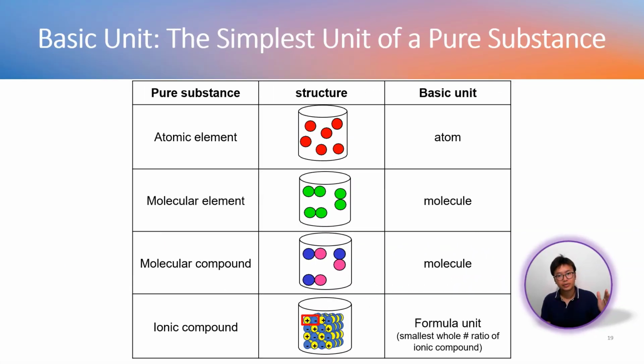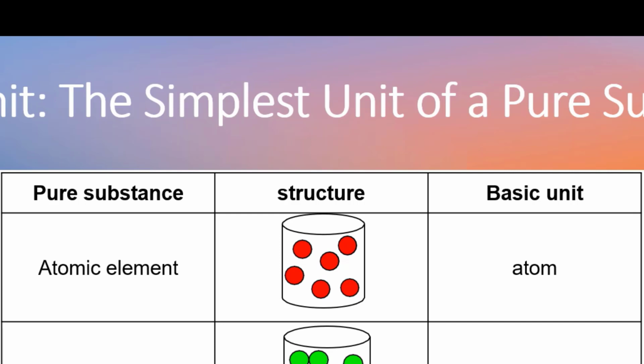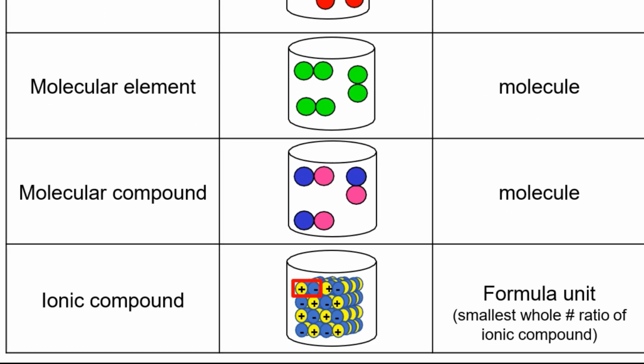So here's the summary of what we have talked about. Once we know how to classify matter, now we need to talk about the basic unit. For an atomic element, the smallest unit will be the atom. If we're talking about molecular elements, then the smallest unit will be the molecule. If we talk about a molecular compound, once again, the basic unit will be a molecule. So the molecule is the most fundamental unit, like 1 molecule, 2 molecules, 3 molecules. That's what we mean by the basic unit.